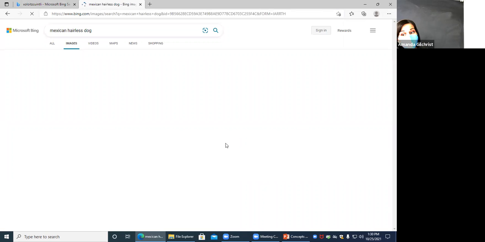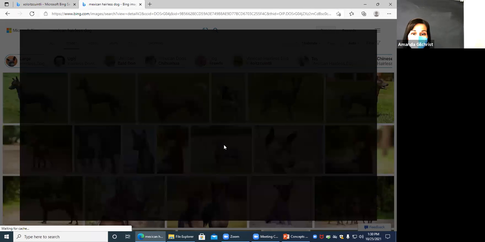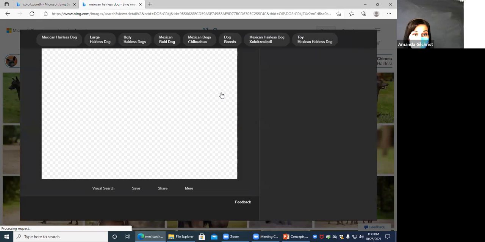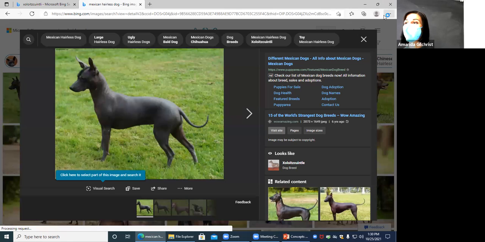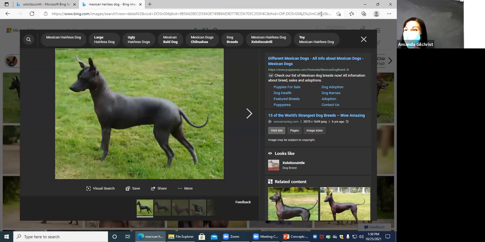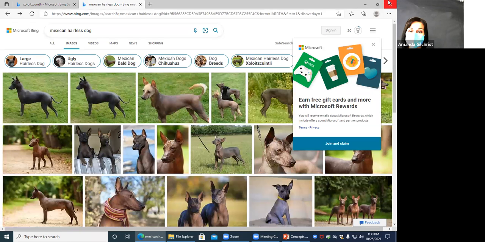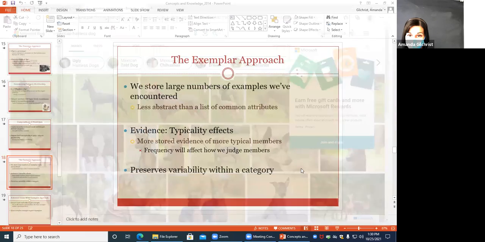you can actually go through and store in your mind all of the different instances. So yes, this is a Xolo, a Mexican hairless dog. We actually thought they were really cute. You may not necessarily agree, but we thought it was cute. It's like that dog in Coco. So if you see something like this, you're going to store it next to other instances of dogs, and you're going to judge whether or not it's a dog as a result.